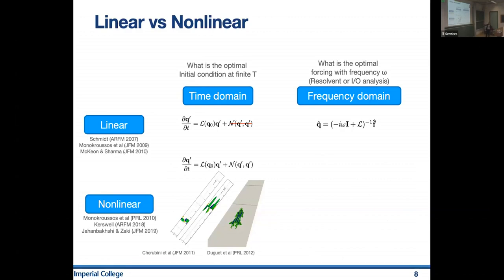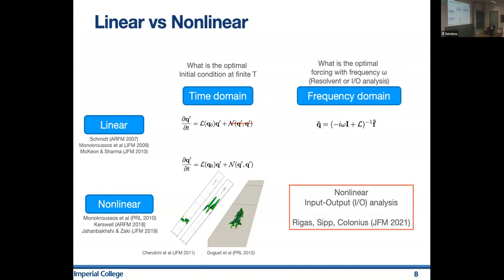So these time domain methods over the last years were also extended in the nonlinear regime. So instead of optimizing the linearized Navier-Stokes equations for finite perturbations, we use the nonlinear Navier-Stokes equations, and we ask the question, what is the minimal seed? But as you can see, these methods in the frequency domain on the right-hand side were not extended in the nonlinear regime. And actually, this is what we did, and all the details are in a recently published paper in JFM with Tim and Denis.